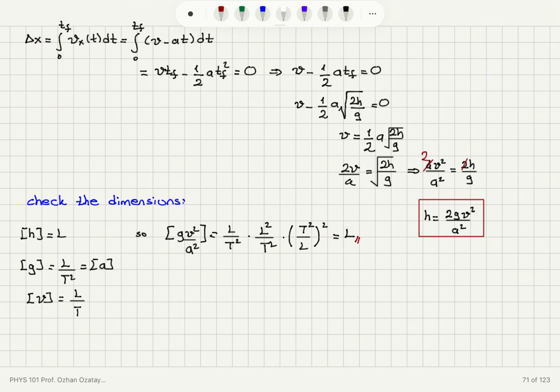The displacement on the x-axis is the integral of v minus at dt from 0 to time of flight, which is v times time of flight minus 1/2 a time of flight squared. And since I know time of flight is square root of 2h over g, I can substitute it here, and from this I obtain h as 2g v squared over a squared. Then finally I also checked the physical dimensions of the left hand side and right hand side, and I saw that they match.